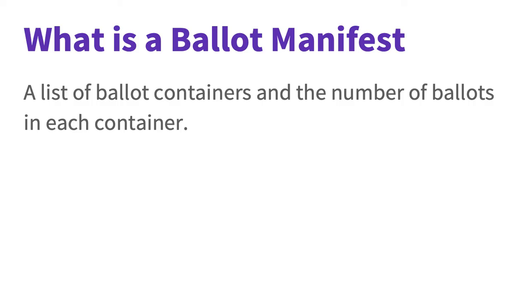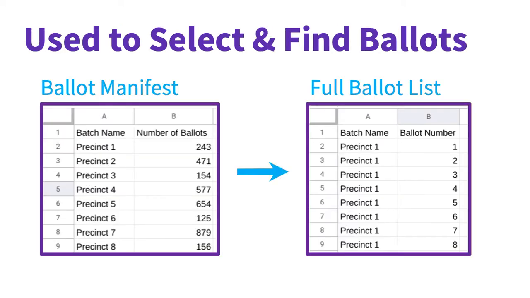What is a ballot manifest? A ballot manifest is simply a list of all of your ballot containers and the number of voted ballots in each container. The ballot manifest fuels the audit software. The audit software takes your list of ballot containers and the number of ballots inside and expands the spreadsheet to the entire universe of ballots. If you have 10,000 ballots, the software creates 10,000 lines, one for each ballot and the ballot container it can be found in. The software uses this master list to randomly select ballots later in the process and tell the auditor exactly which container has the ballot they need to retrieve.